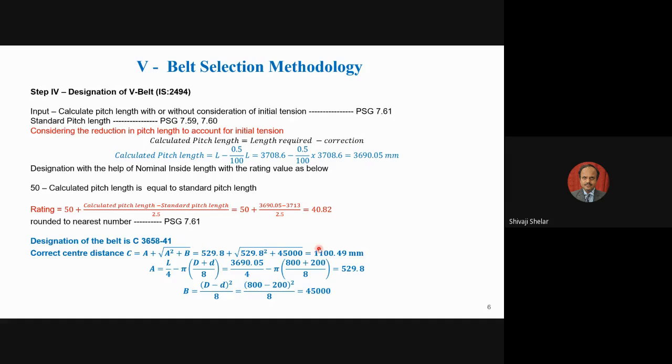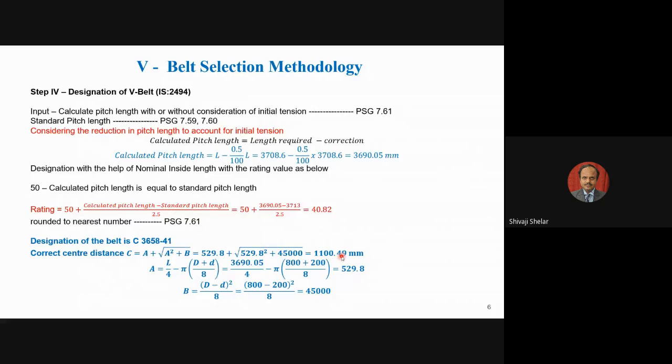Otherwise, what will happen if this center distance is not corrected? Then the power transmission will not be appropriate. There is a chance of belt slippage if there is no initial tension, or if the belt has very high initial tension, there is a chance your belt may break. So to avoid slippage or breakage of the belt, the center distance should be variable.